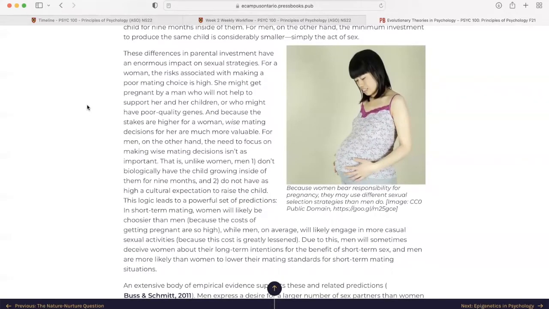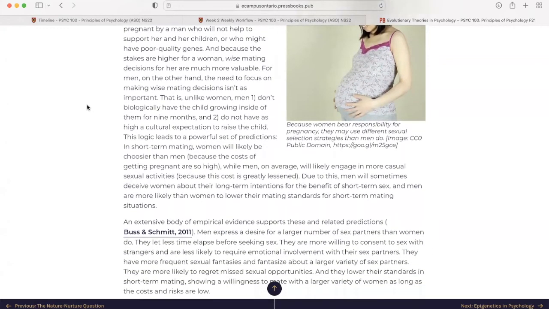For a woman, the risks associated with making a poor mating choice are high. She might get pregnant by a man who will not help to support her and her children, or who might have poor quality genes. And because the stakes are higher for a woman, wise mating decisions for her are much more valuable. For men, on the other hand, the need to focus on making wise mating decisions isn't as important. That is, unlike women, men, one, don't biologically have the child growing inside of them for 9 months, and two, do not have as high cultural expectations to raise the child. This logic leads to a powerful set of predictions.